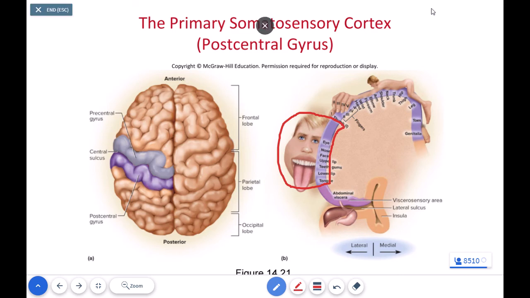Other parts of the body that have higher than average densities include the genitalia, the hands, and the feet. Parts of the body that have a disproportionately low density of sensory receptors are those parts of the body that people hit you on. So think of your shoulders, your back, your thighs, your upper arms. We have a lower density of sensory receptors in those parts of our body, so our sensory homunculus is going to de-emphasize the size of those regions of the body.